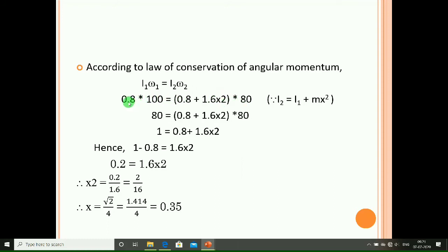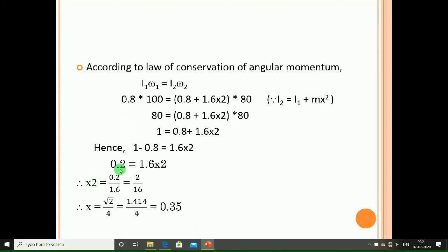Now you will multiply. So you are getting 80 here, same bracket terms and 80. You can cancel 80 from both sides, so it becomes 1 here, again the bracket term as it is. So if you are solving, you can shift 0.8 to the other side. So 1 minus 0.8 equal to 1.6 x square. So this is 0.2 equal to 1.6 x square.